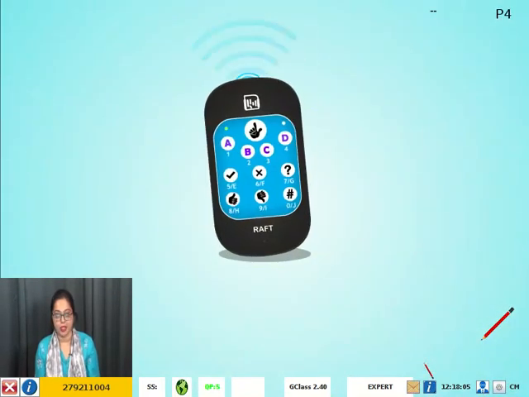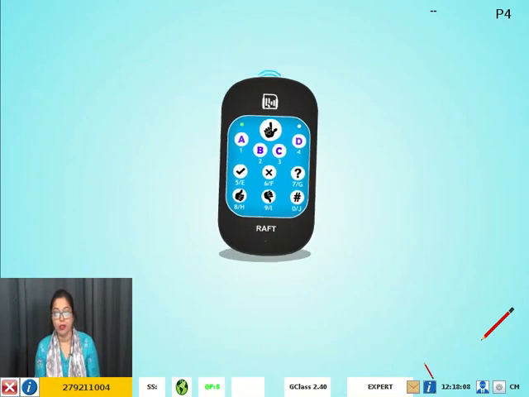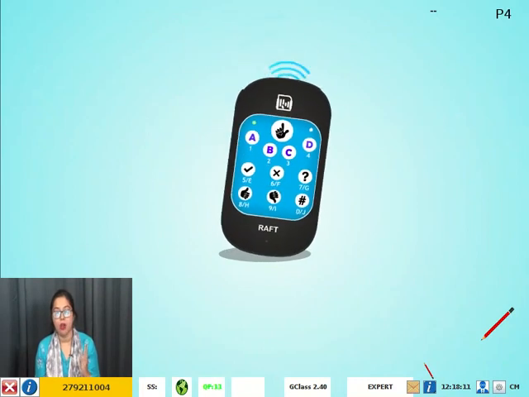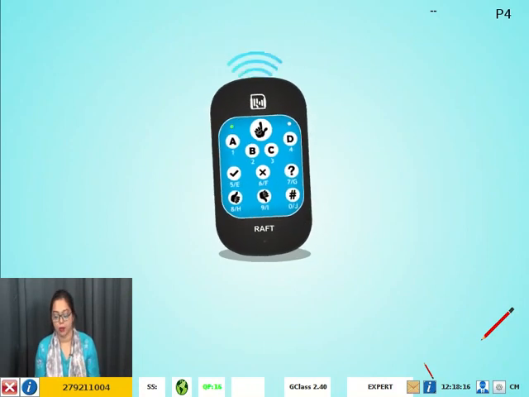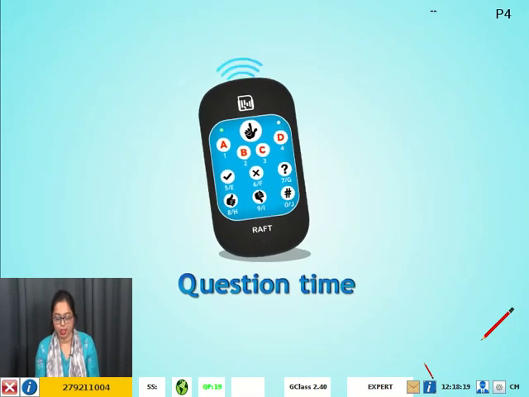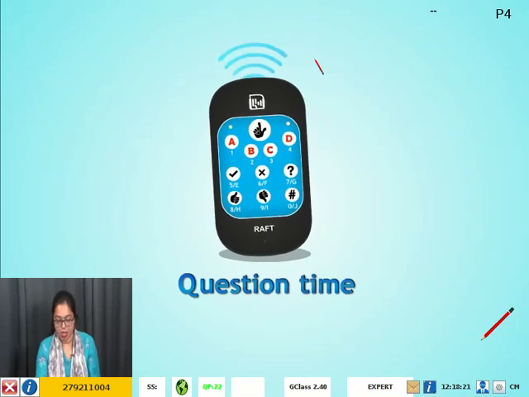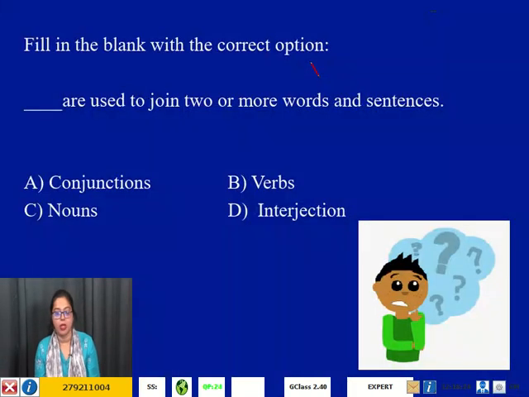Now we have a question for you. As usual, we'll have one question and you will have four options. You are to choose the correct answer for the question. Okay, let's see what the question is. First of all, I'll read out the question. There will be a question on your screen, and this question will have four options, and I will give you 30 seconds to answer the question. First, I'll read out the question. Please listen carefully.